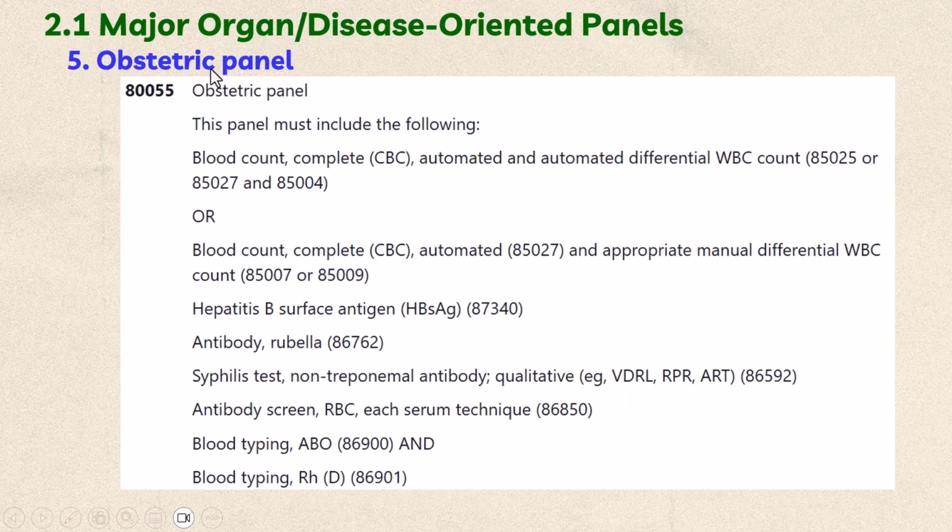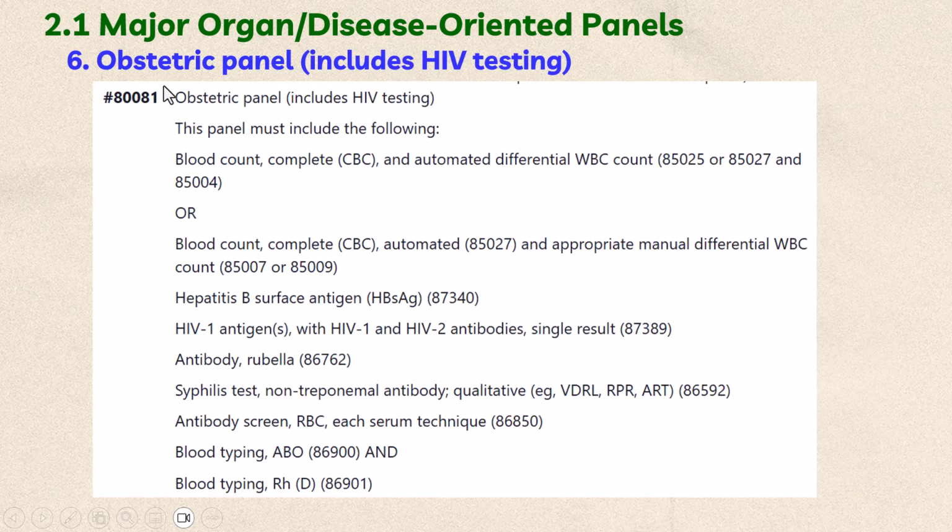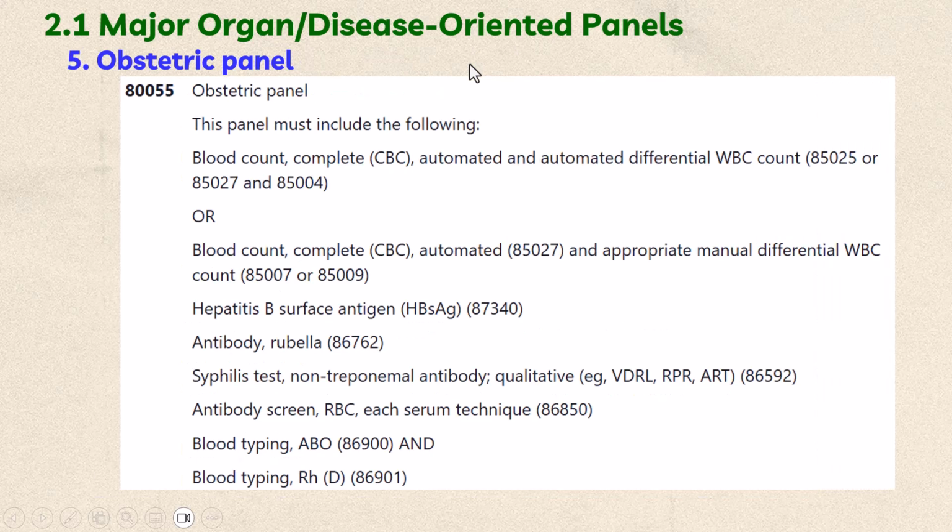Number 5, obstetric panel. Obstetric panel 80055, and another one is 80081, that is obstetric panel including HIV testing. So let's come back to the obstetric panel. This panel must include the following: blood count, that is complete or automated and automated differential WBC, hepatitis B surface antigen, antibody rubella, syphilis test non-treponemal antibody qualitative, antibody screen, blood typing ABO, and blood typing RH.